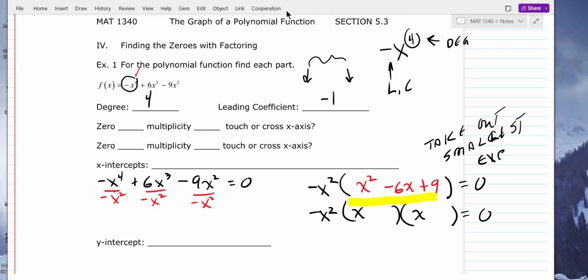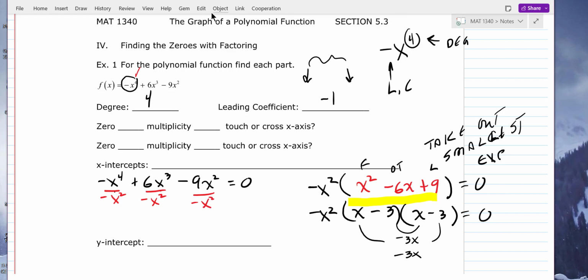You would have x and x to get that first term. You would have 3 and 3 to get that last term. And then the outer and inner have to add up to -6x. So that outer term would need to be -3x so that they add up to -6x. So that's how that problem factors, okay?